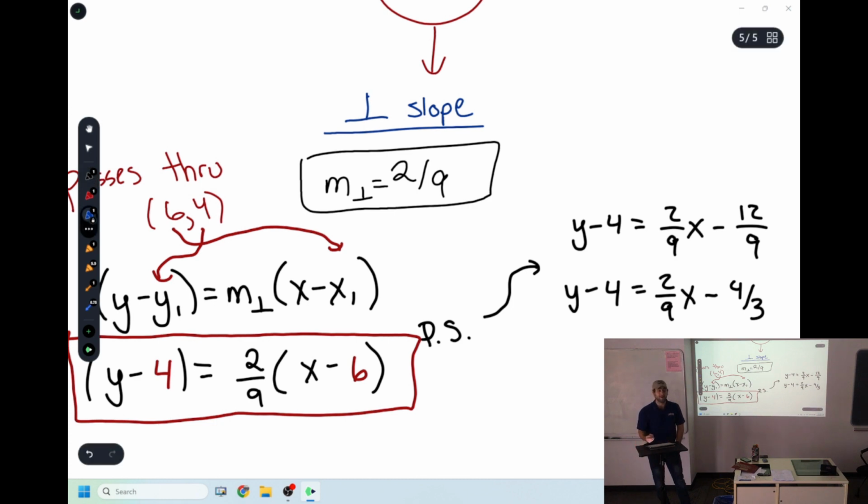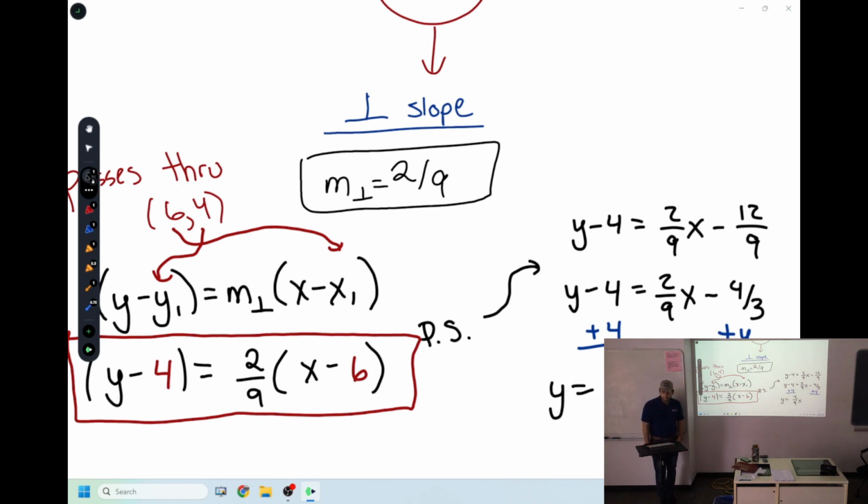Nobody likes what's about to happen. Come to office hours. Please come to office hours. Plus 4, plus 4. So y equals 2 over 9 x. 4 kind of turns into 12, right? 12 minus 4 is 8, plus 8 over 3. 4 is the same thing as 12 over 3, which is what Devin did really fast in his brain. Good job. Or on your paper.